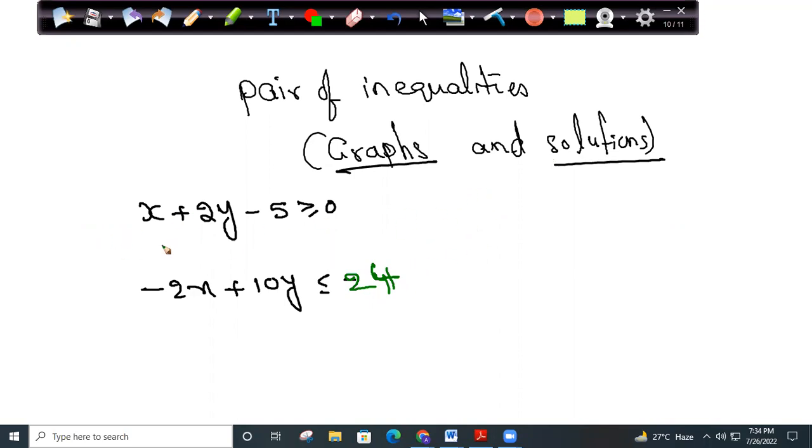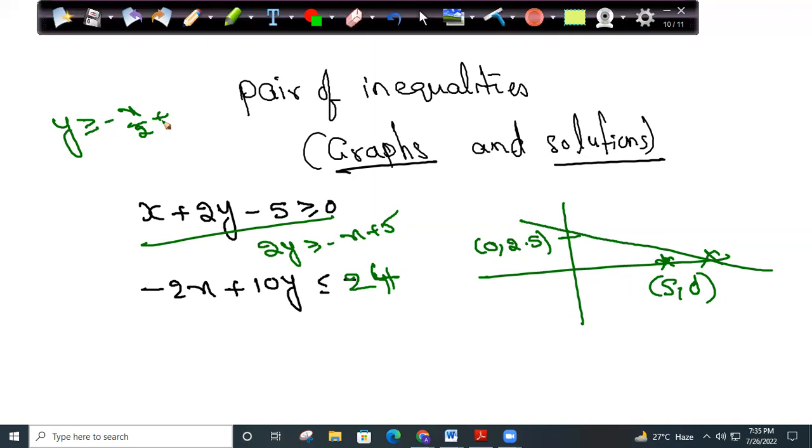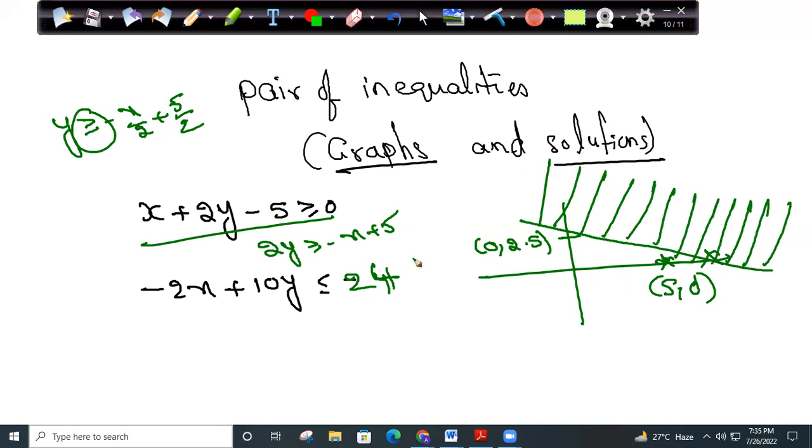Now, when I need to draw this, I told you how to draw a graph. First you find the x-intercept and y-intercept. In the SAT exam, you don't have so much time, you need to be fast. My x-intercept is 5, so (5, 0), and my y-intercept is 2.5, so (0, 2.5). I got my x and y intercepts, so just draw them. Assume this is (5, 0). So 2y is greater than or equal to minus x plus 5, y is greater than or equal to minus x by 2 plus 5 by 2. Greater than or equal to means clearly it is above. This is how the graph of this looks.